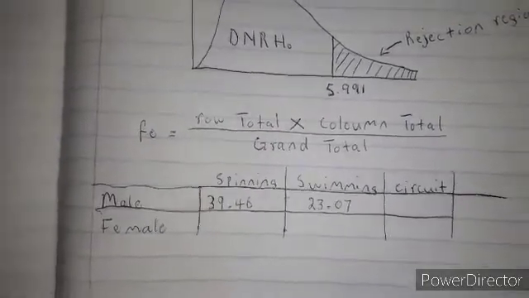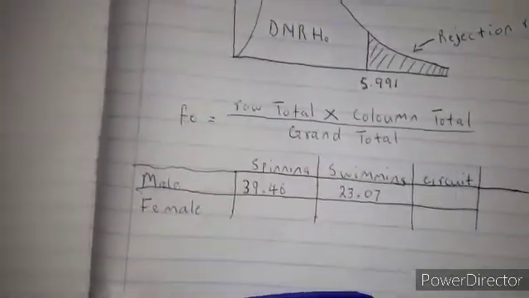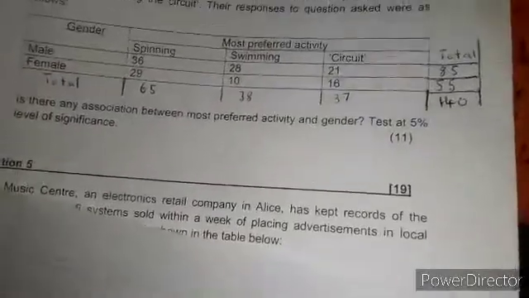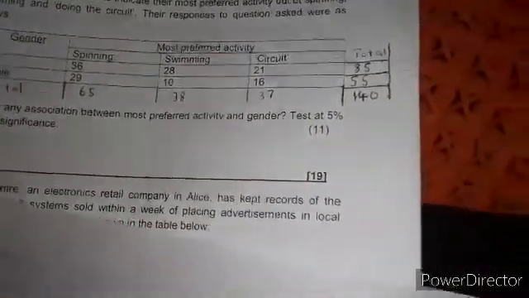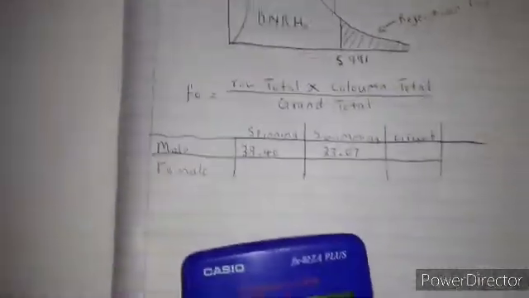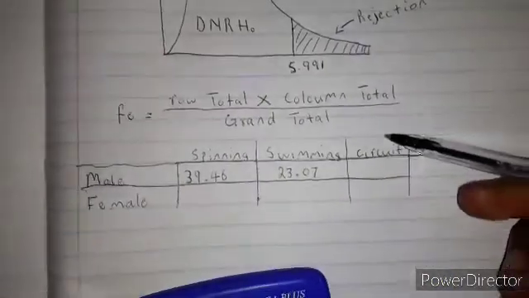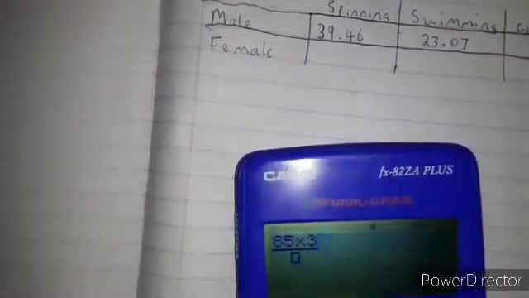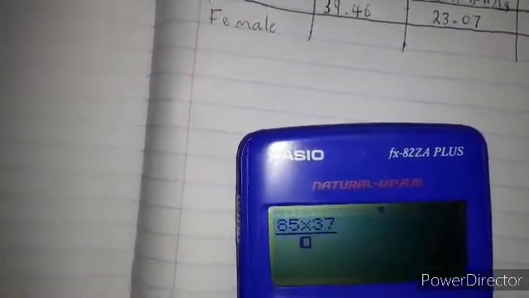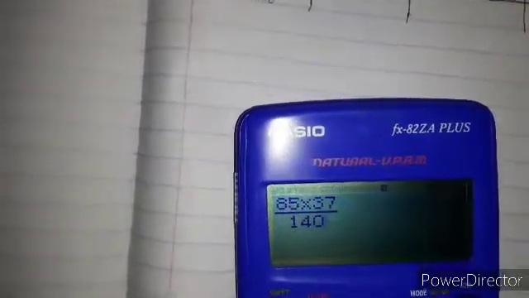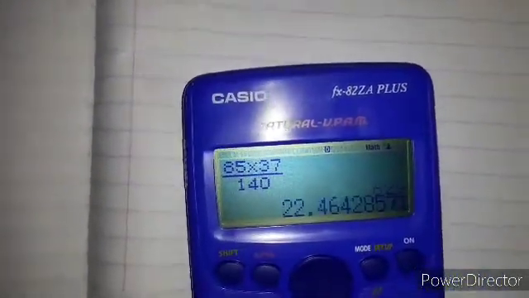Then move to the next column, but we are on the same row, which means we are still going to use 85 as the row total because we are on the male row. So 85 multiplied by the column total of the circuit, which is 37, divided by the grand total, which is 140, equals 22.46.